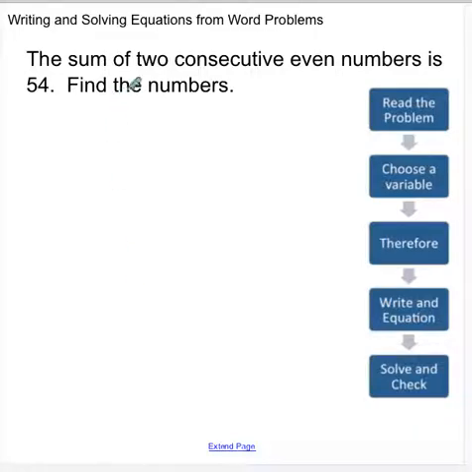So the sum of two consecutive even numbers, let's think about what that means. So that might be like 2 and 4, or maybe like 8 and 10, so consecutive even numbers, is 54. The sum is 54. I want to find the numbers. So notice that when I was reading it, I was actually trying to make sense of it at the same time. I wasn't just looking at the words, I was really trying to dig into what the question was asking. So that's what we're doing for this first part.